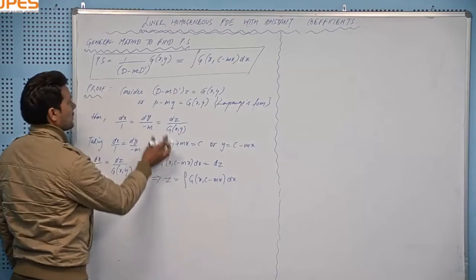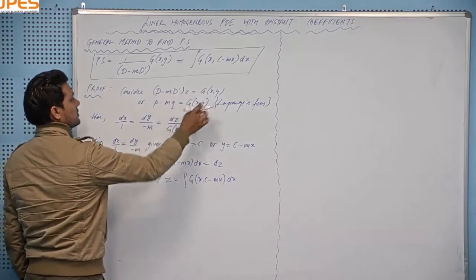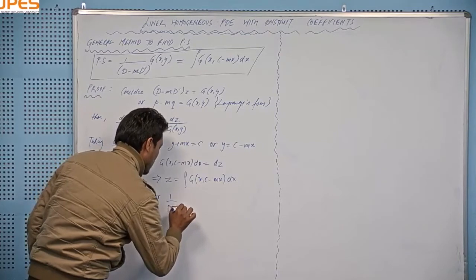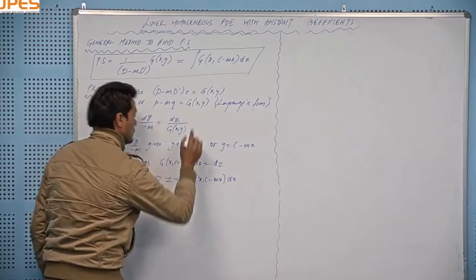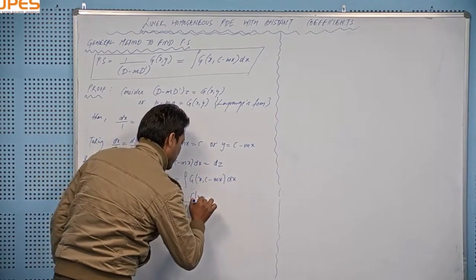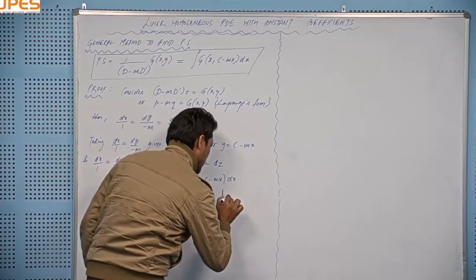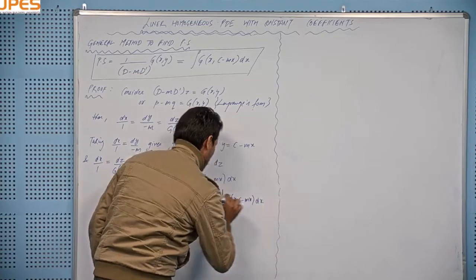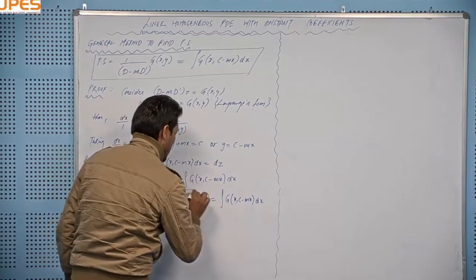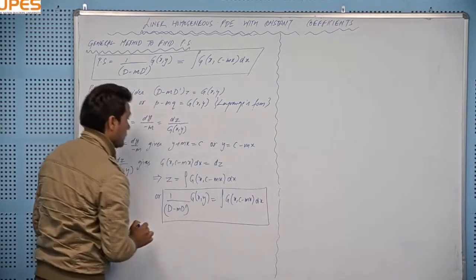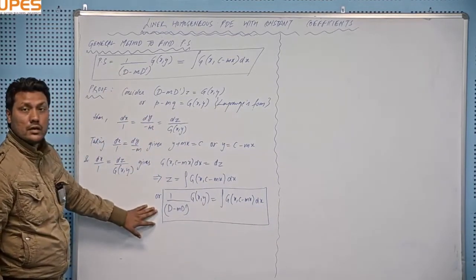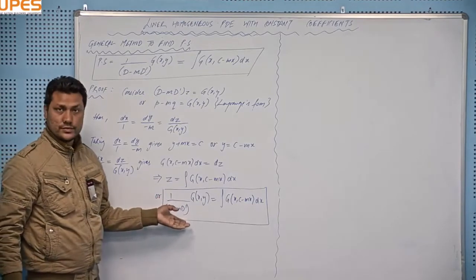And the value of z, what is z? Z is actually 1 upon (D minus mD dash) of g(x, y), equal to the integration of g(x, c minus mx) dx. So you can see that this result is indeed the same as we wanted to prove. See this, right? So in numericals we will go with this.